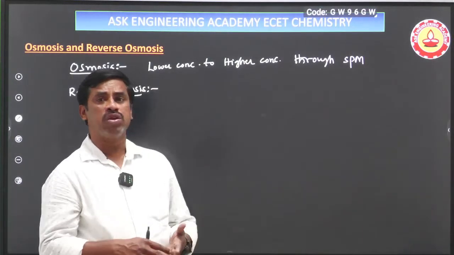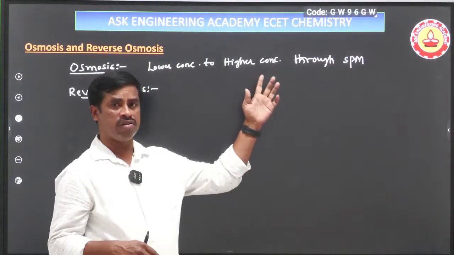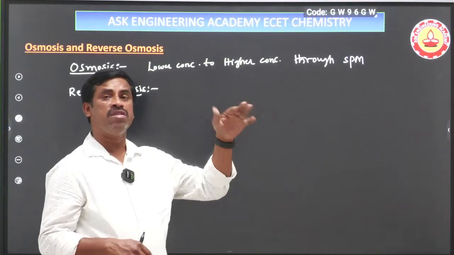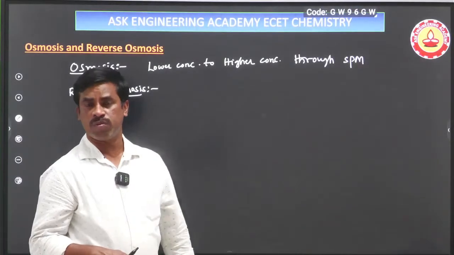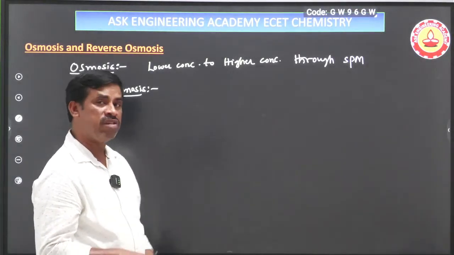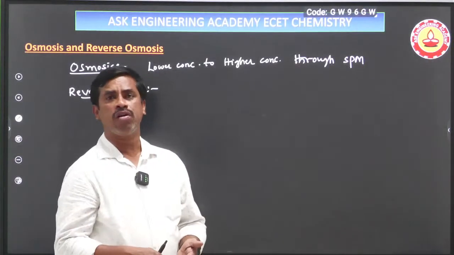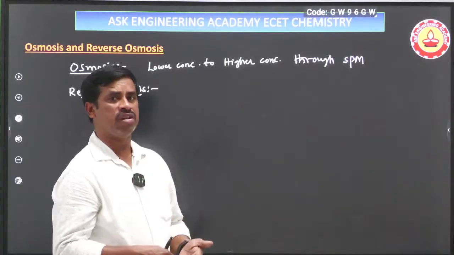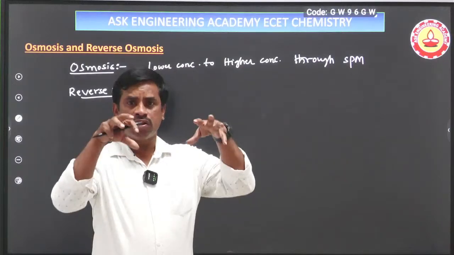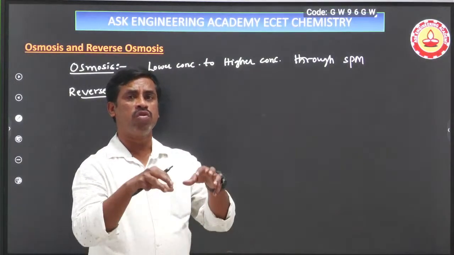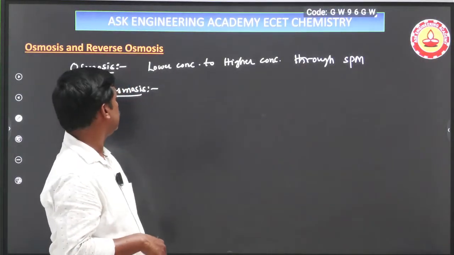When this process goes in the reverse direction, actually osmosis goes from lower to higher concentration, and the pressure required to stop the osmosis is called what? Osmotic pressure. What is osmotic pressure? The pressure required to stop the osmosis is called osmotic pressure. Whenever osmotic pressure is applied on the concentrated side, the solvent moves from higher concentration to lower concentration, and that is what?